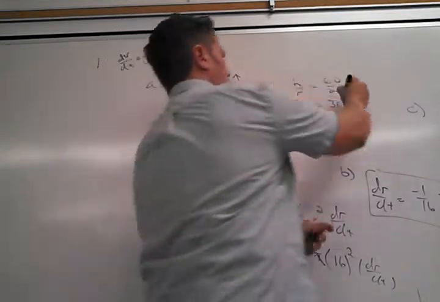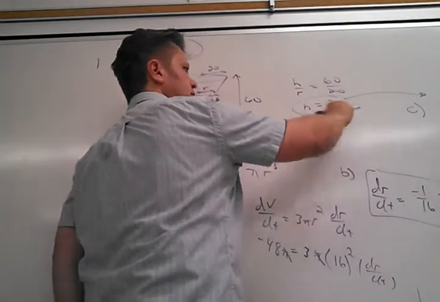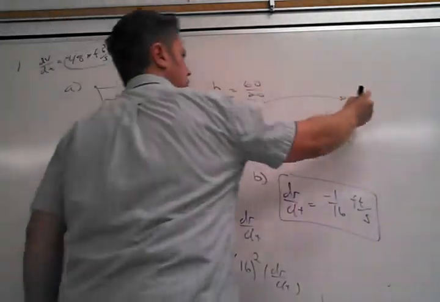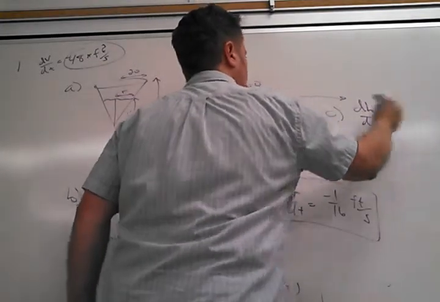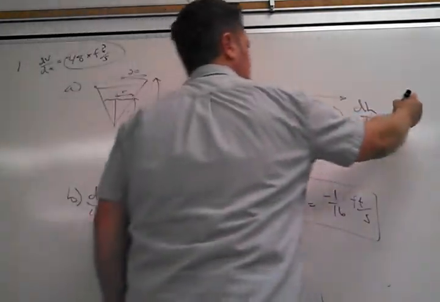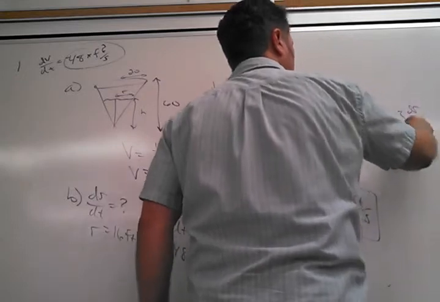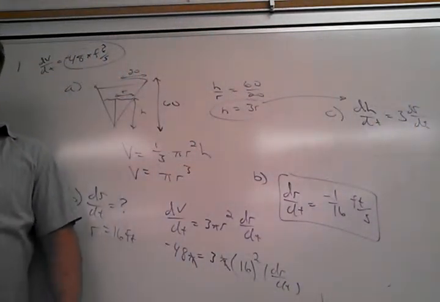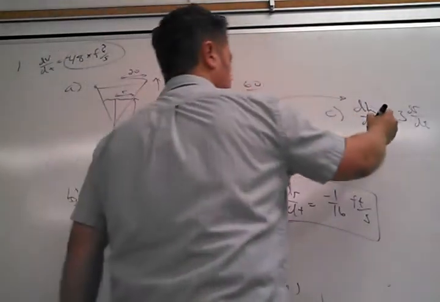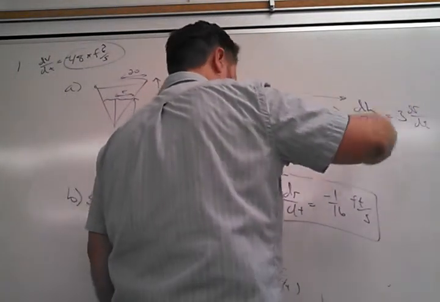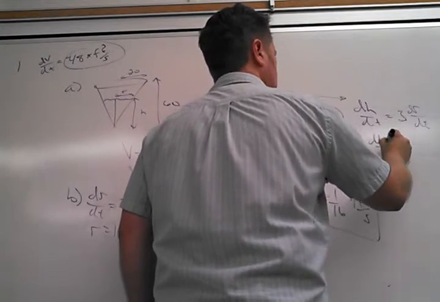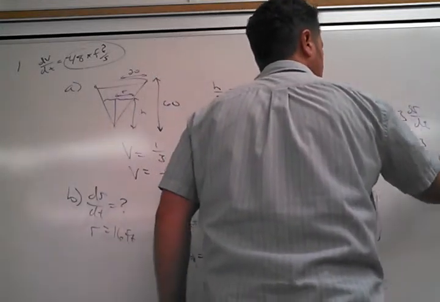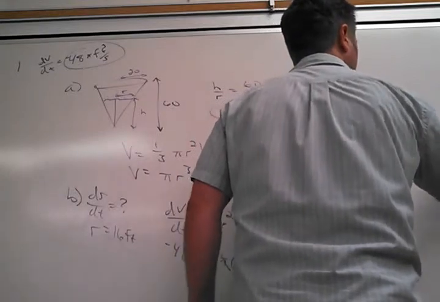So if I take the derivative of this with respect to time, what do you get? You get dh/dt equals 3 dr/dt. So the height is changing 3 times as quickly as the radius, which kind of makes sense if you think about it. So dh/dt equals 3 times negative 1/16, so negative 3/16 feet per second.